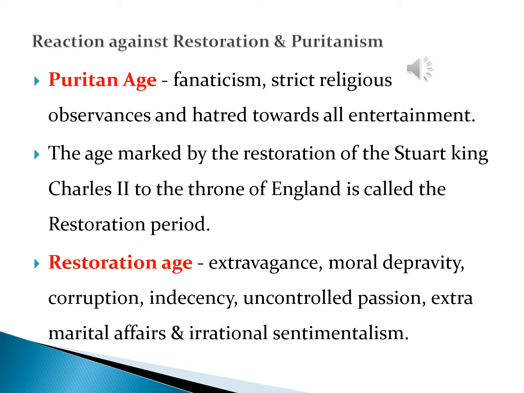By and large, neoclassicism was a reaction against Restoration and Puritanism. The age marked by the restoration of the Stuart king Charles II to the throne of England is called the Restoration period. Restoration age is known by extravagance, moral depravity, corruption, indecency, uncontrolled passion, extramarital affairs and irrational sentimentalism. And Puritan age is known for fanaticism, strict religious observances and hatred towards all entertainment.